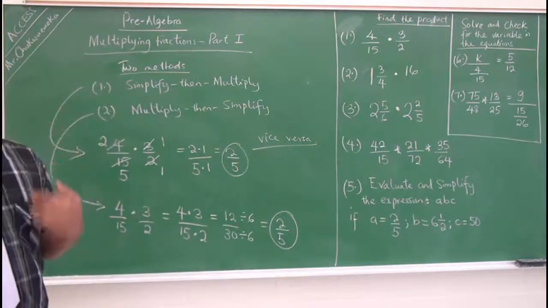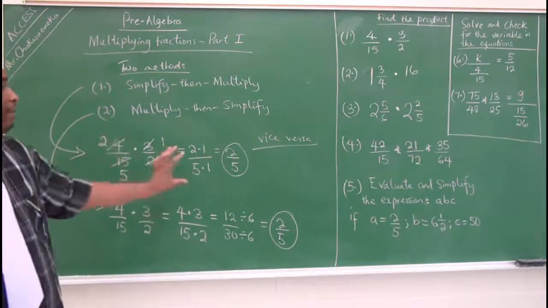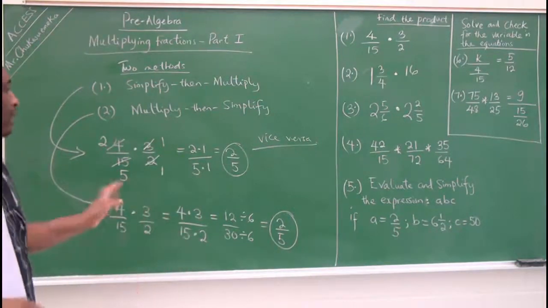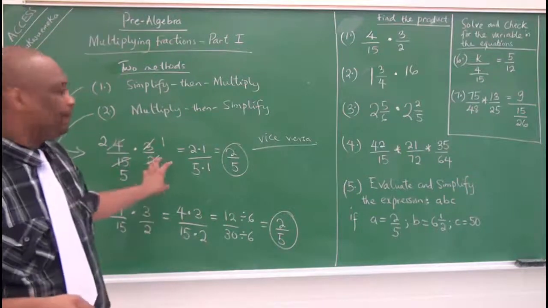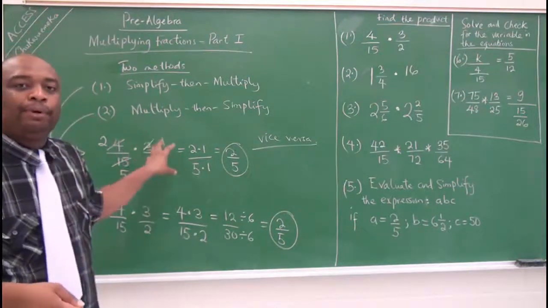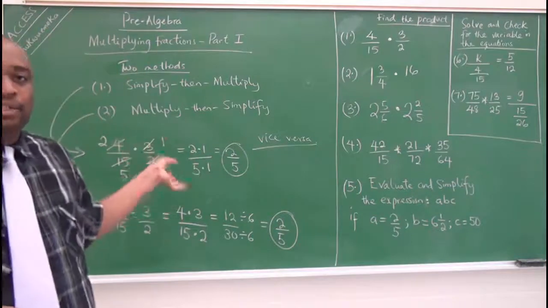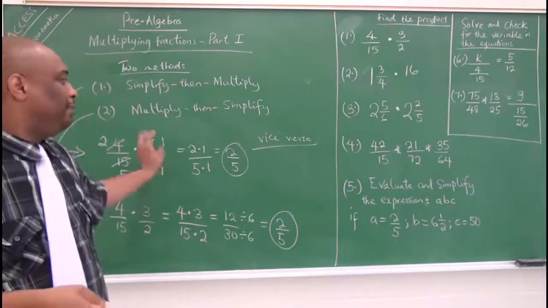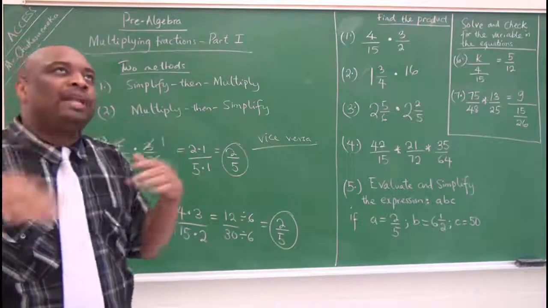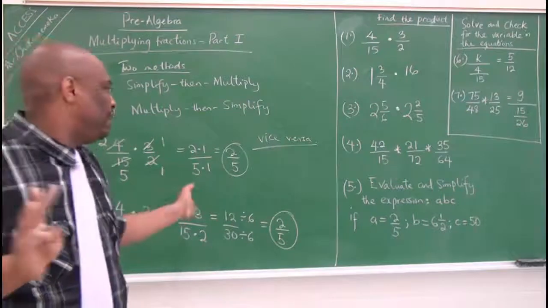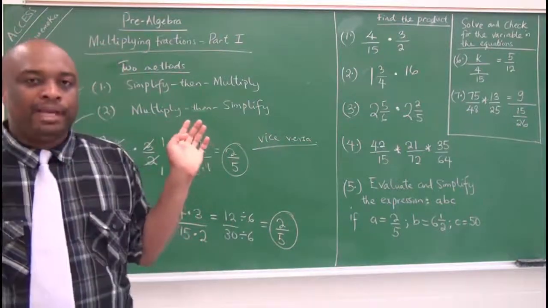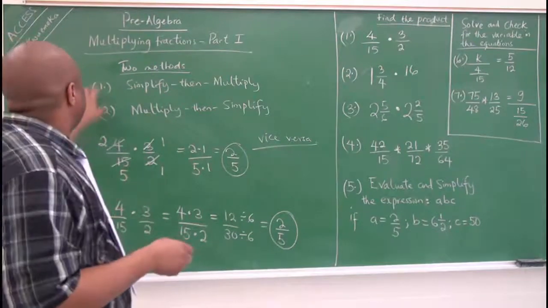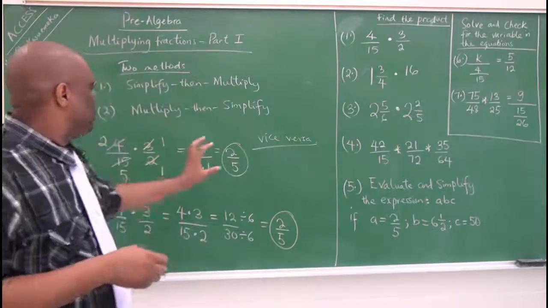Now, which one do I prefer? The first one: simplify, then multiply. Why do I prefer that? Because I want to take care of it right away. This method is very, very important, especially for large numbers. When you have large numbers, you will appreciate this method because you want to simplify first, so that when you multiply, you get the simplified product right away. So this method is what we shall use here.